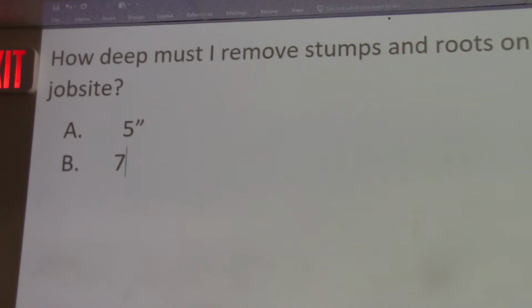607. 607? What book do you have? 15. Mine is 15. Oh, 15, I think, is 591. And then 607 in 2018, if you have that book. Yeah, give him the section. Section 3304.1, I think. 3304.1. Yep.